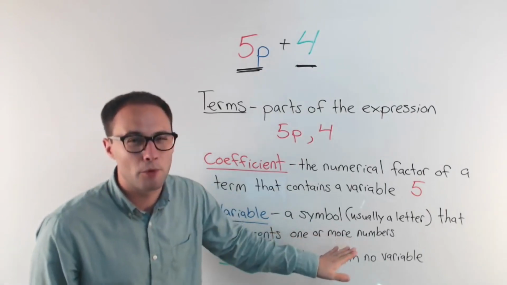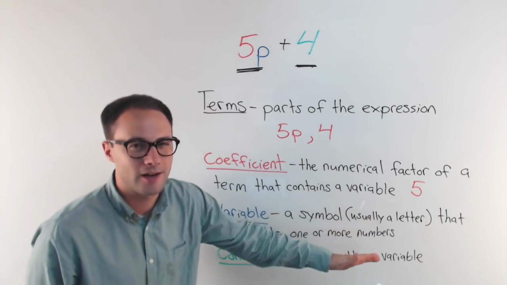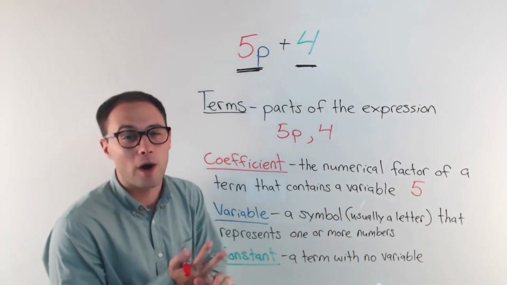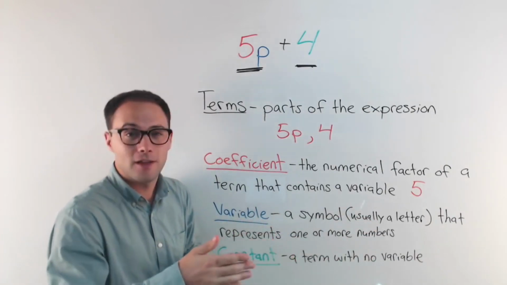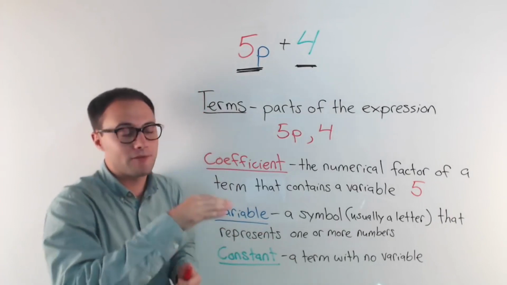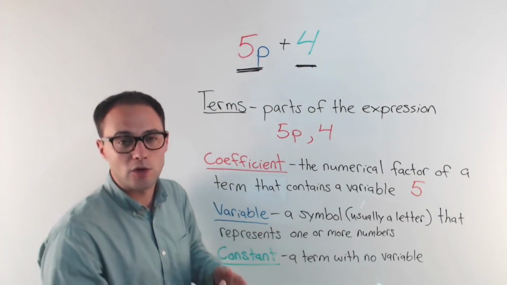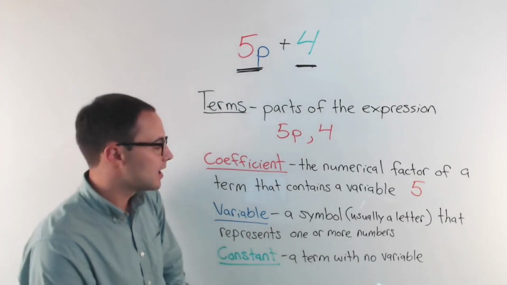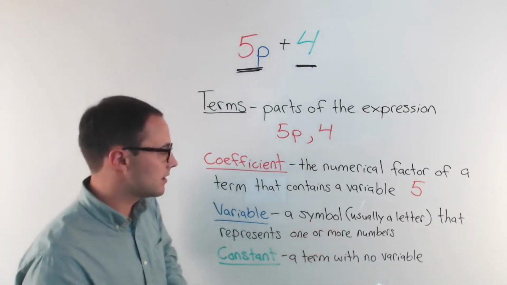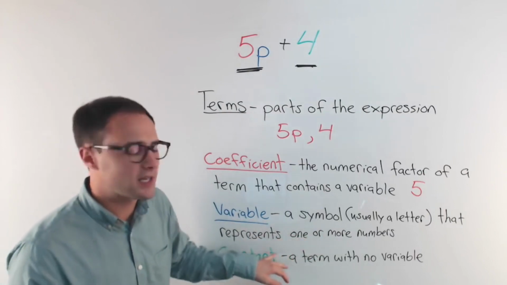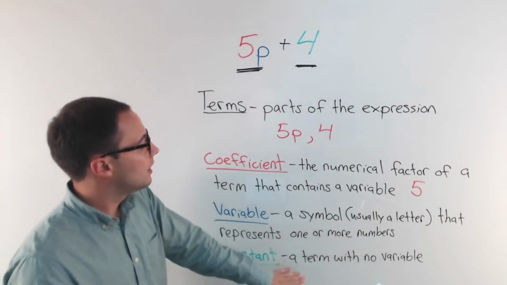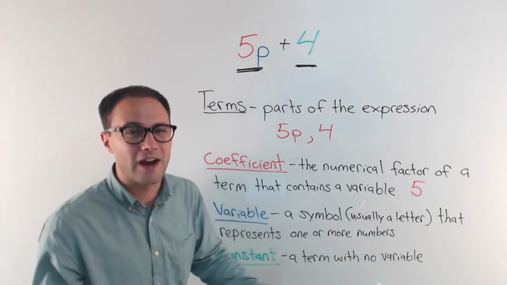A variable is just a symbol. Usually we write it as a letter, and oftentimes it's either X or Y because of the coordinate grid, right? You have the X-axis and the Y-axis, which is why oftentimes you see equations or expressions with X and Y. But it can be any letter you want, and it represents one or more numbers. It's called a variable because it can vary.